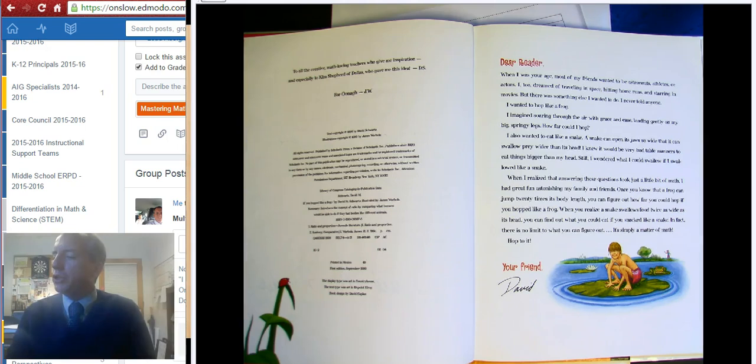I imagined soaring through the air with grace and ease, landing gently on my big springy legs. And I wondered, how far could I hop? I also wanted to eat like a snake. A snake could open its jaws wide, so it could swallow prey wider than its own head. I knew that it would be very bad table manners to eat things bigger than my head, but still, I wondered what it would be like if I could swallow like a snake.